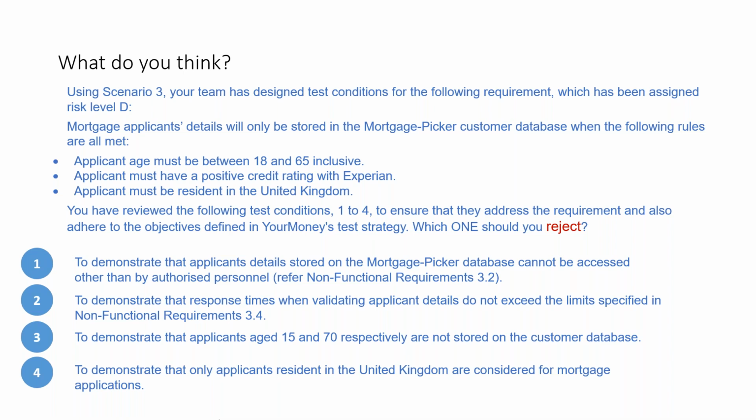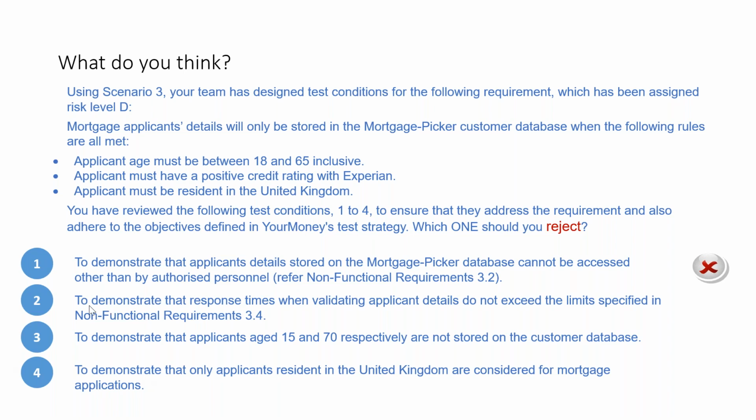The first test condition is to demonstrate that applicants' details stored on the mortgage picker database cannot be accessed other than by authorized personnel. One test condition they came up with. Basically, it is a security test condition they put. Is it a good one or bad one? Will you reject or accept it? And it is a D level risk. Yes sir, accept. Yeah, we will accept this, so will not reject. So it is wrong. Basically, in this question we have to identify the one you reject, not the one you accept.